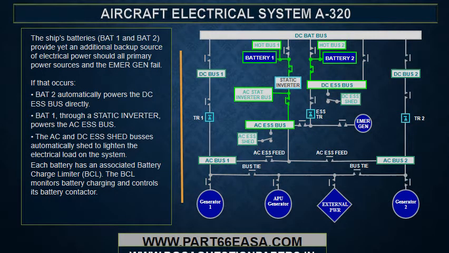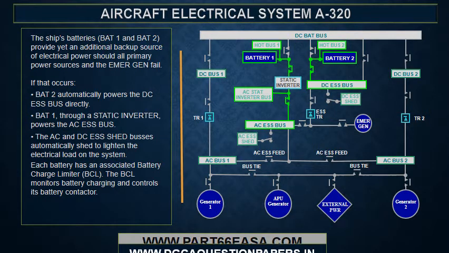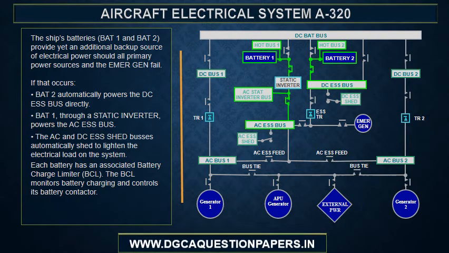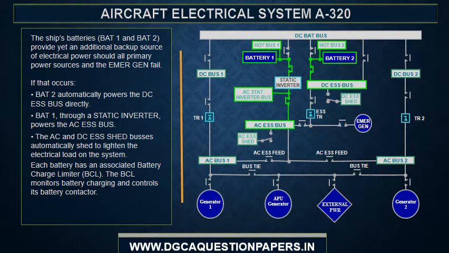The ship's batteries provide yet an additional backup source of electrical power should all primary power sources and the emergency generator fail. If that occurs, BAT2 automatically powers the DC essential bus directly. BAT1, through a static inverter, powers the AC essential bus. The AC and DC essential shed buses automatically shed to lighten the electrical load on the system.